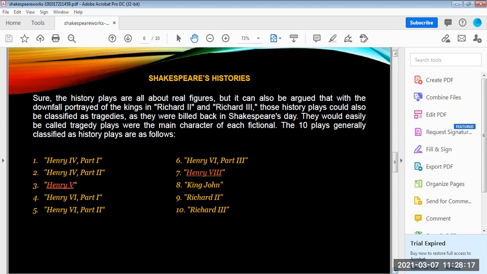The ten plays generally classified as history plays are as follows: Henry IV Part 1, Henry IV Part 2, Henry V, Henry VI Part 1, Henry VI Part 2, Henry VI Part 3, Henry VIII, King John, Richard II, and Richard III. These are examples of Shakespeare's histories. As you see, they are about, or they carry the names of, English monarchs.